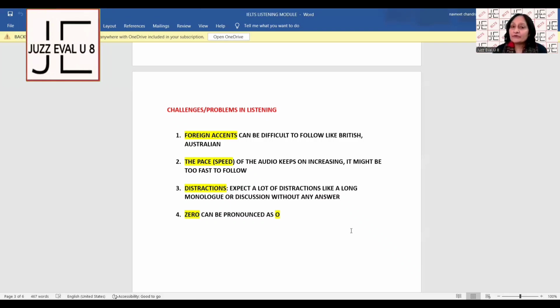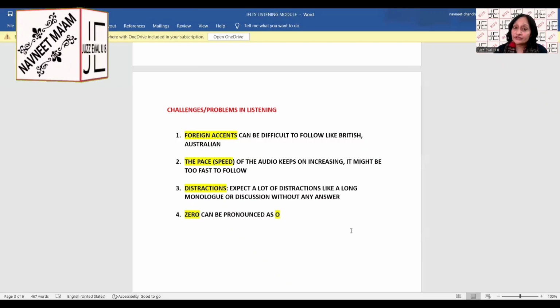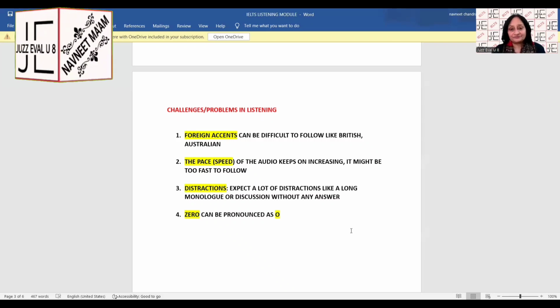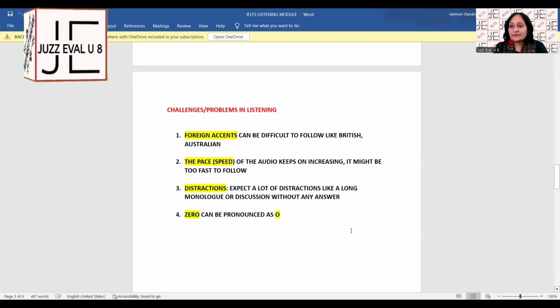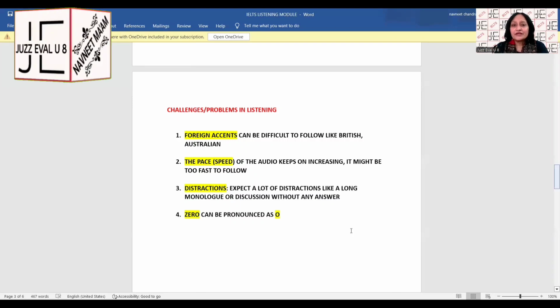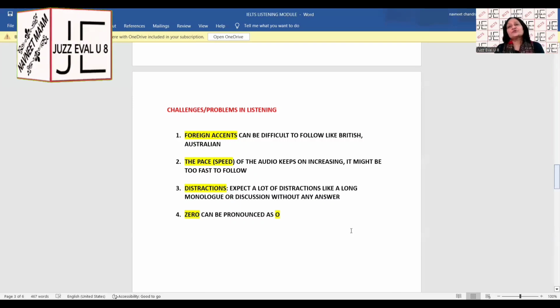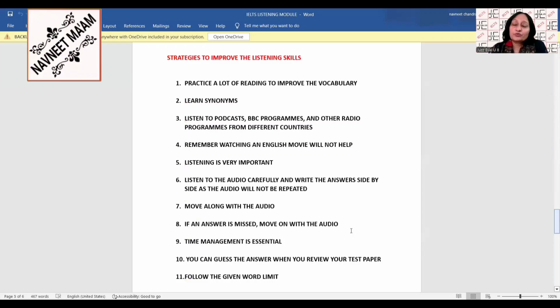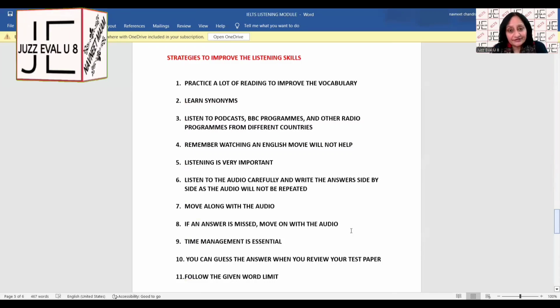Next, zero can be pronounced as O. Like instead of zero, they might just say O. So there will be many distractors like this. Now let's see, what are the strategies to improve the listening? What can you do to overcome these?